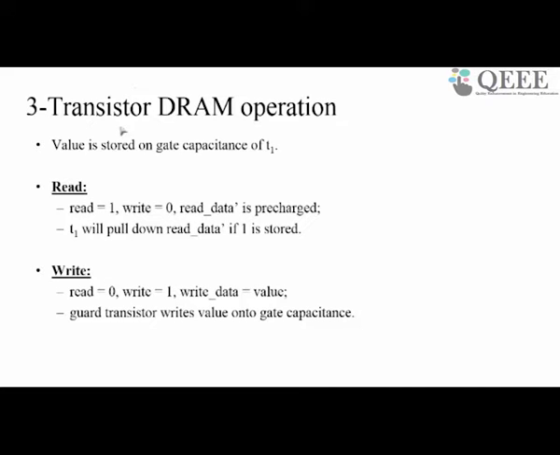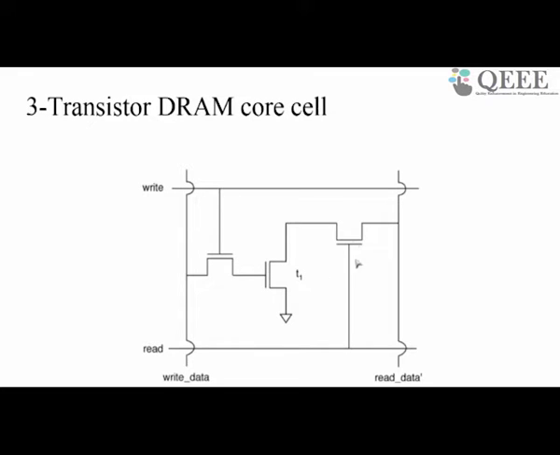To sum up, the value is stored on the gate capacitance of T1. What is the way the read operation works? When read is equal to 1, write is equal to 0, read data is pre-charged. Again, pre-charging is done to enable the read effectively. T1 will pull down the read data if 1 is stored, so this transistor will be on, and therefore it will pull down this line and this can be sensed.